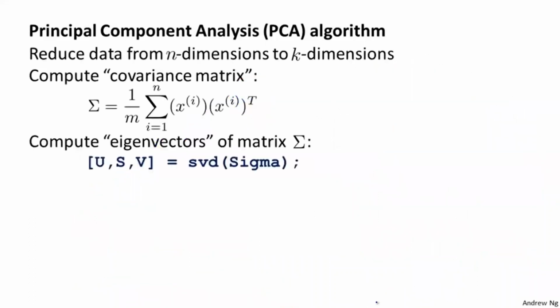Here's the procedure. Let's say we want to reduce the data from n-dimensional to k-dimensional. What we're going to do is first compute something called the covariance matrix. The covariance matrix is commonly denoted by the capital Greek letter sigma. It's a bit unfortunate that the Greek letter sigma looks exactly like the summation symbol. So this is the Greek letter sigma.